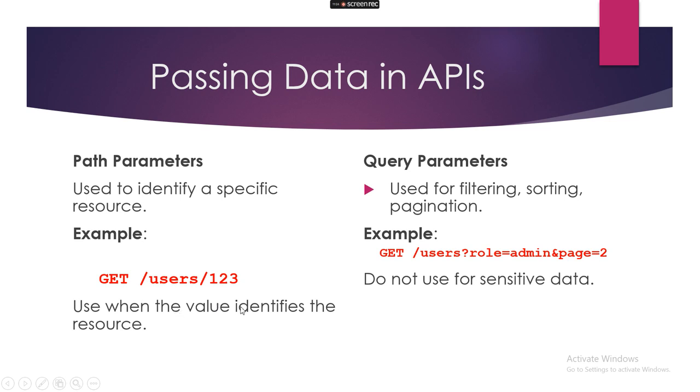We use it when the value identifies the resource. So in this case, the resource is a particular user. That's what we want to get from the database. So the next way of passing data to your API is the query parameter, and this one is used mostly for filtering, sorting, and pagination.